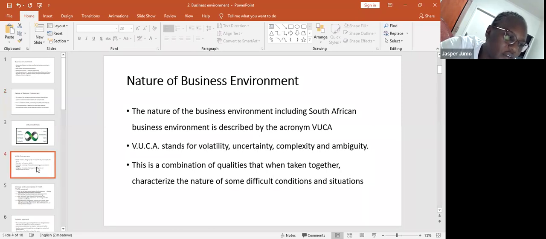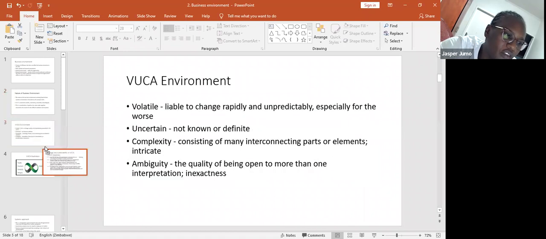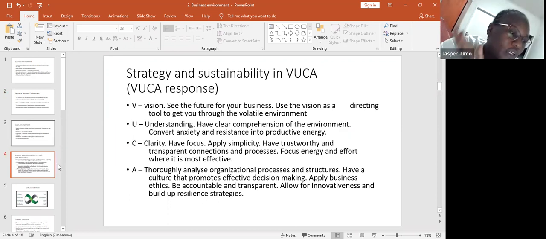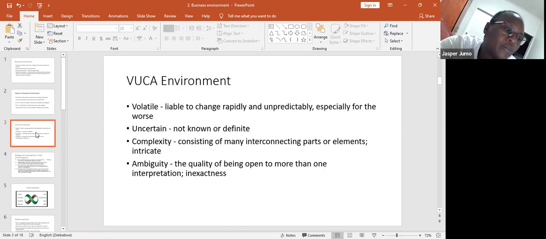Let me change the order of these slides here, because before we get to the picture, I want us to look at the words themselves. So these are the definitions of the 4 words that make up a VUCA environment. We say that the nature of the business environment is volatile. What do we mean when we say volatile?